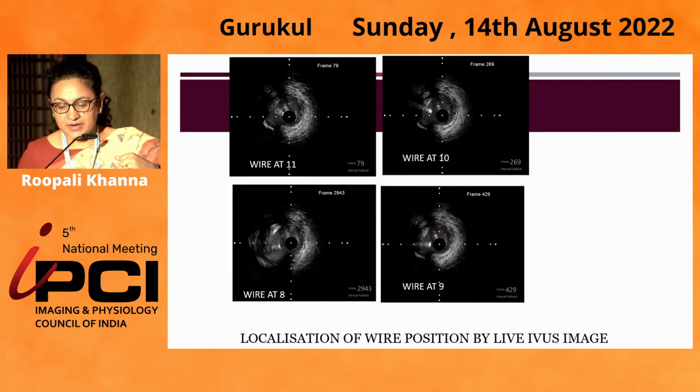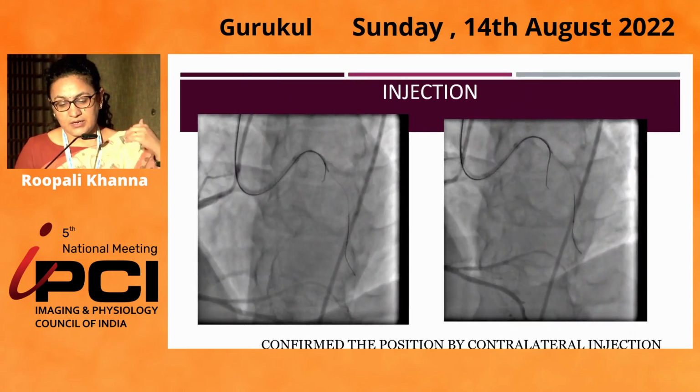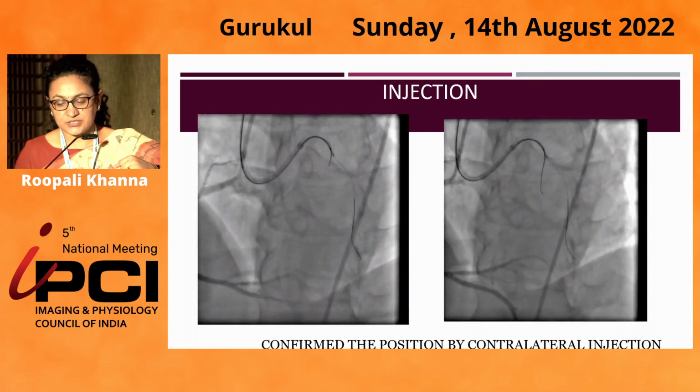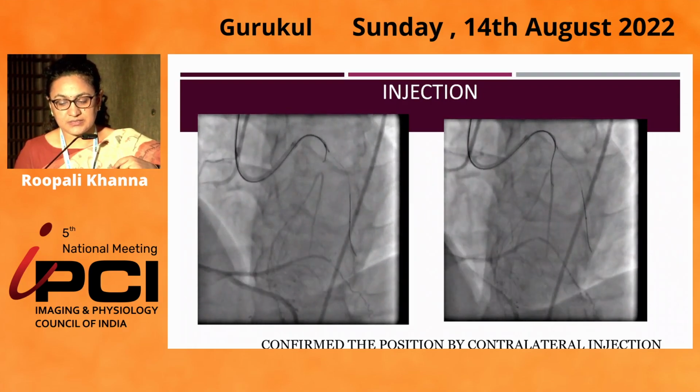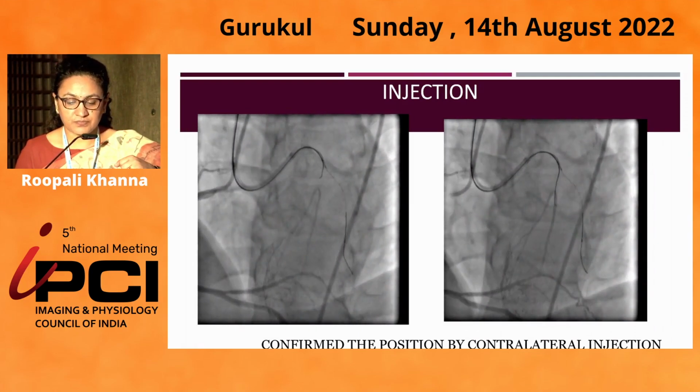So just summarizing what the IVUS findings were there, at first the wire was at 11 o'clock. We tried to move counterclockwise, moved to 10, rotated it to 8 and 9, and localized the stump. We saw the stump, penetrated the wire into it, put up extra pressure, and the wire entered the CTO segment in the lower panel. So we were sure that we had entered the true channel in the lumen part of the LAD, which was then confirmed with contralateral injections, and we can clearly see that we can easily advance the Conquest wire in the distal part of the diagonal branch.